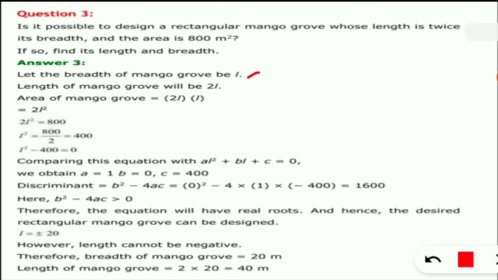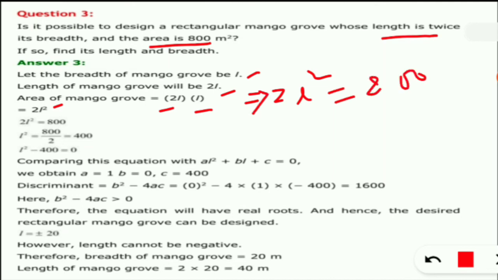Okay, then length is twice its breadth, that means the length of the mango grove will be twice L. So the area, that means length into breadth, so twice L into L, that means twice L square. Okay, and it is given that the area is 800 meter square, that means definitely twice L square equals 800. So L square equals 800 divided by 2, that means 400. So L square minus 400 equals 0.